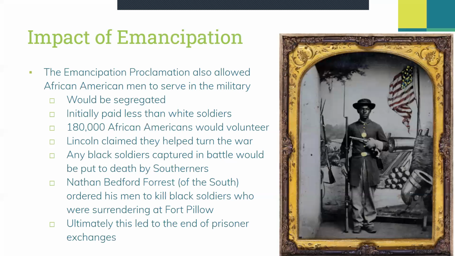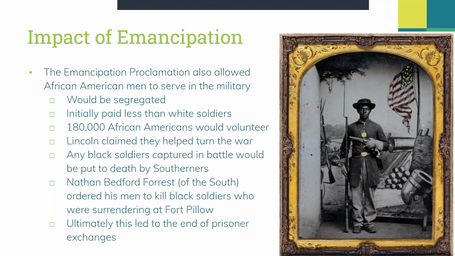The Emancipation Proclamation also allowed African American men to serve in the military. However, them serving in the military was on the condition that they served in segregated units. That meant they could not fight alongside white soldiers, and African Americans could not be officers in the military. Initially, they were paid less than white soldiers. They'd be paid $10 a month, while white soldiers were paid $13 a month. But despite that, over 180,000 African Americans would volunteer. And Lincoln claimed that they helped turn the tide of the war.